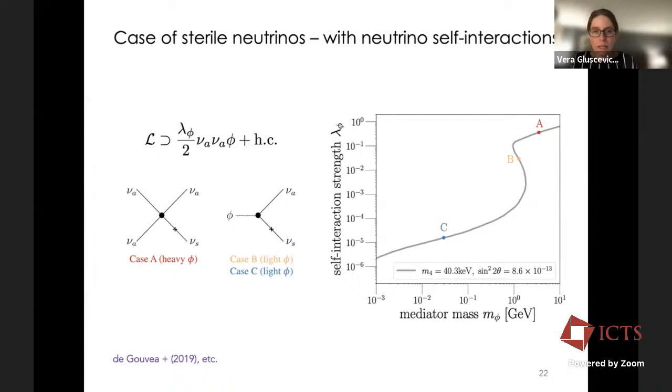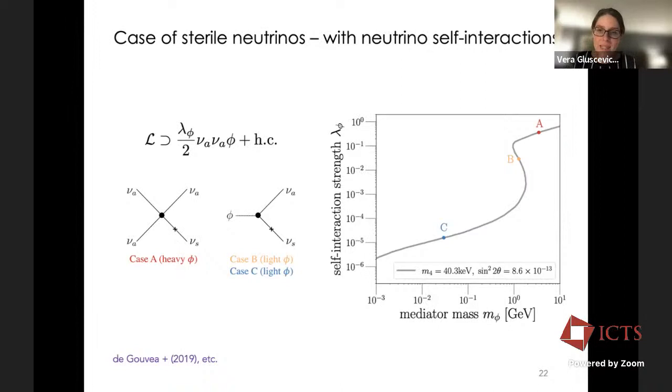And so here's a model that has two additional parameters. One is the interaction strength, lambda_phi, that's on the vertical axis here. And the other one is the mediator mass, m_phi. And if you want to produce the full relic abundance of dark matter, you have to live on the gray line here.